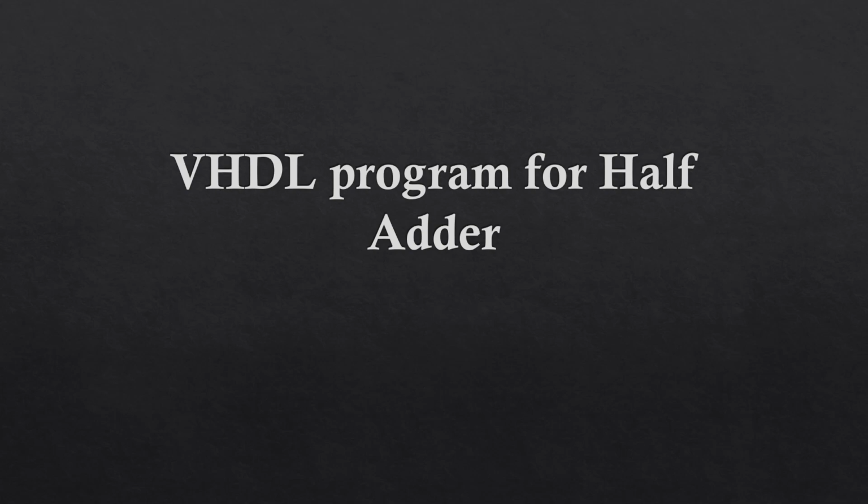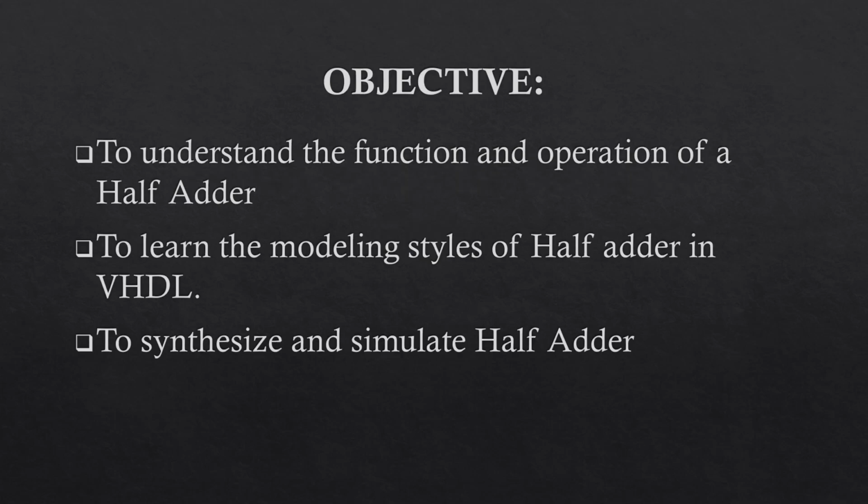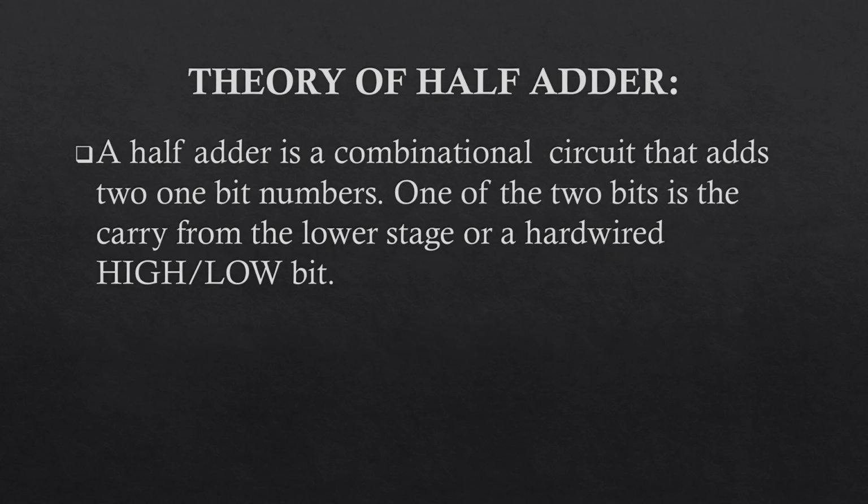Hello everyone. So this is experiment number 10 of the digital lab experiments, which is the VHDL program for half adder. So first let's look into the objective of our experiment here. So here our objective is to understand the function and operation of a half adder and to learn the modeling styles of half adder in VHDL and finally to synthesize and simulate half adder.